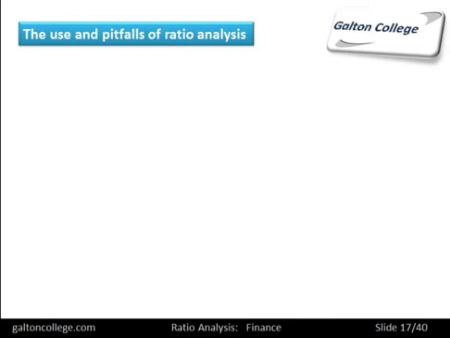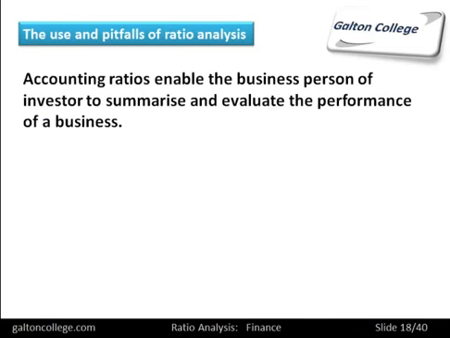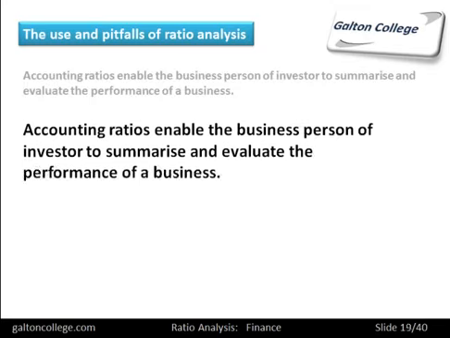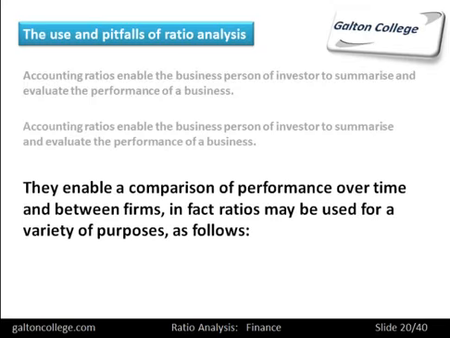Now, the use and pitfalls of ratio analysis. Well, accounting ratios enable the business person or investor to summarize and evaluate the performance of a business. So they're a very quick way of being able to measure a business. Once the ratios are in place, just simply compare the ratios. So it's a clever way of comparing businesses. They enable a comparison of performance over time and between firms.